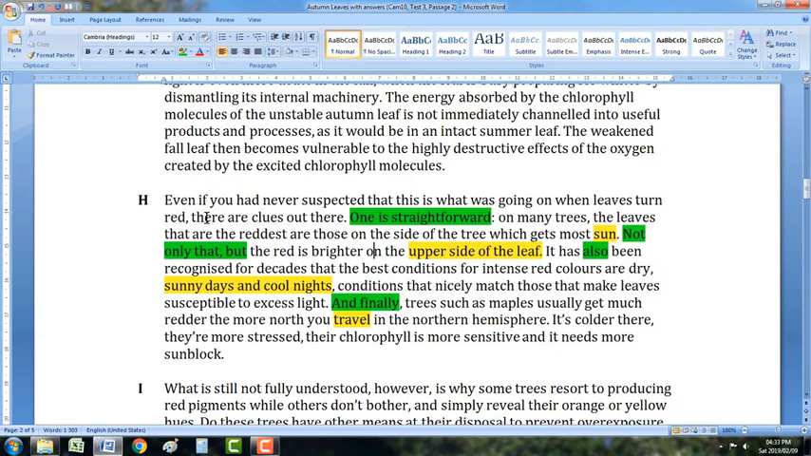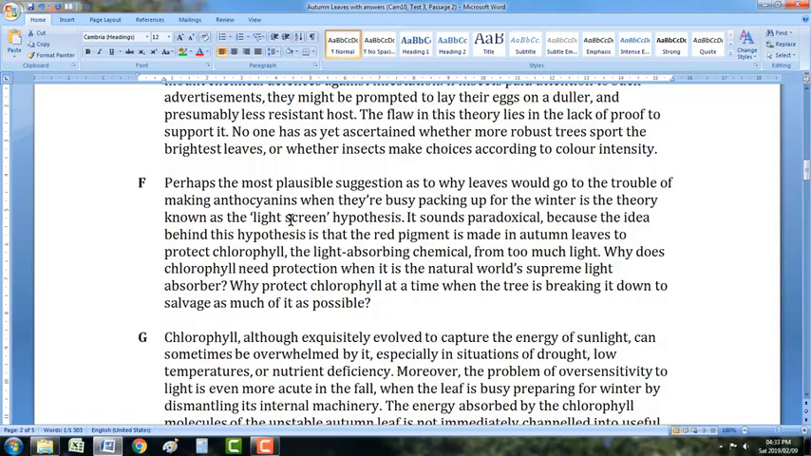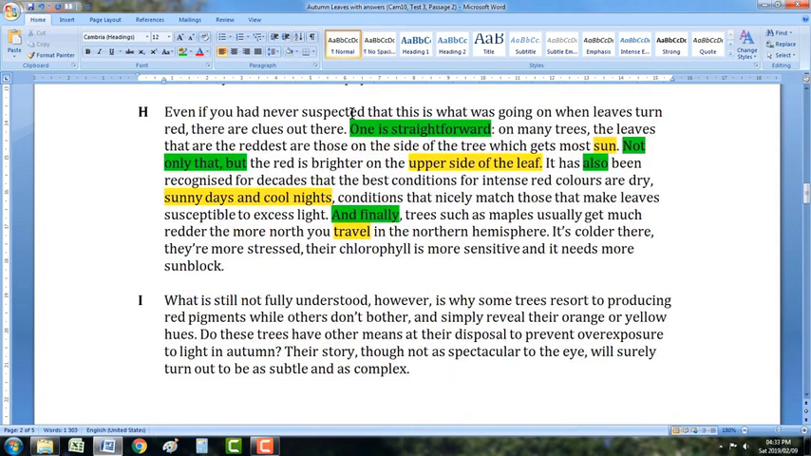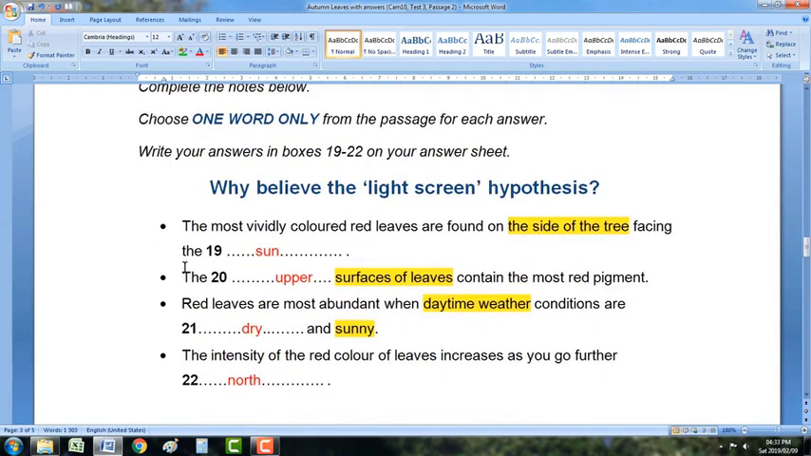It's a list of what? It's a list of clues. Clues about what? What was going on. This is what was going on. What is this? This is the light screen hypothesis. Very difficult. But all I want you to point out is that linking language gave you 4 points. 1, 2, 3, 4. And IELTS chose 1, 2, 3, 4 from those 4 points. So if you notice a list paragraph, notice the structure, and IELTS loves to ask questions about that.